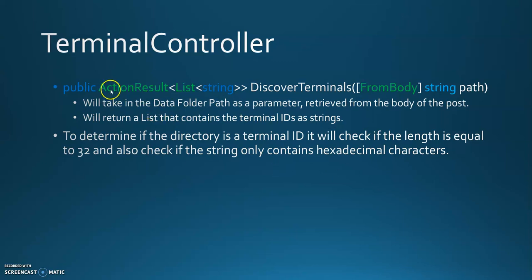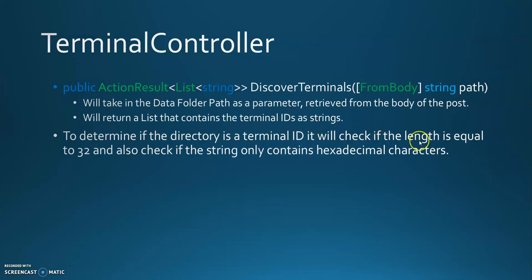So what I ended up creating was a terminal controller, which is called discover terminals. It will return a list of strings, and those are the terminal IDs. As a parameter it takes in, from the body of the post that will be calling this API, a string that is the data folder path, and then it traverses to that path and gets the IDs of the terminals that are installed.